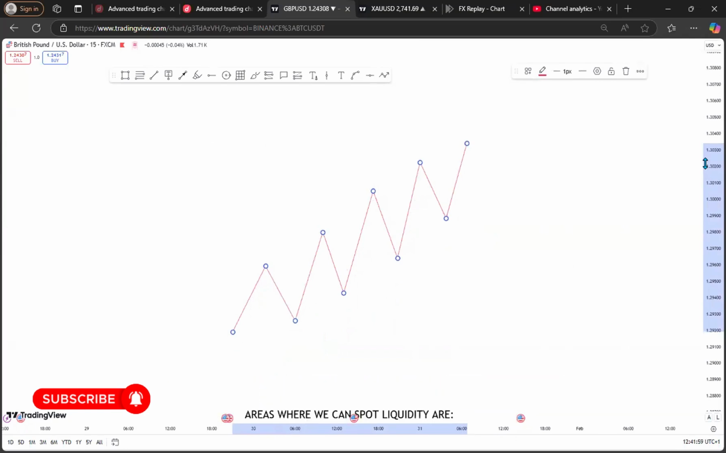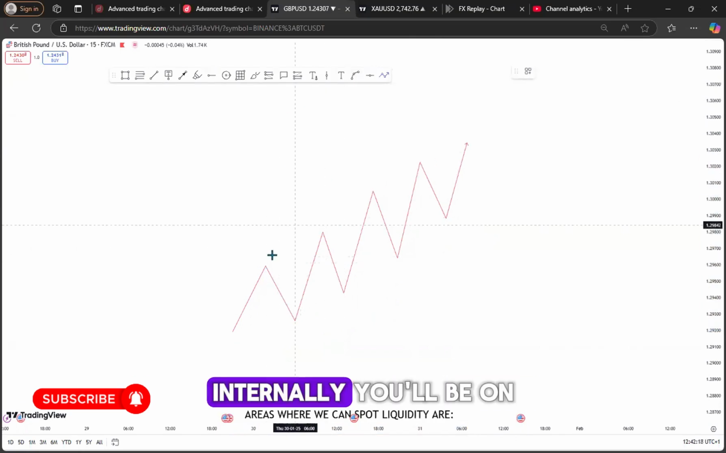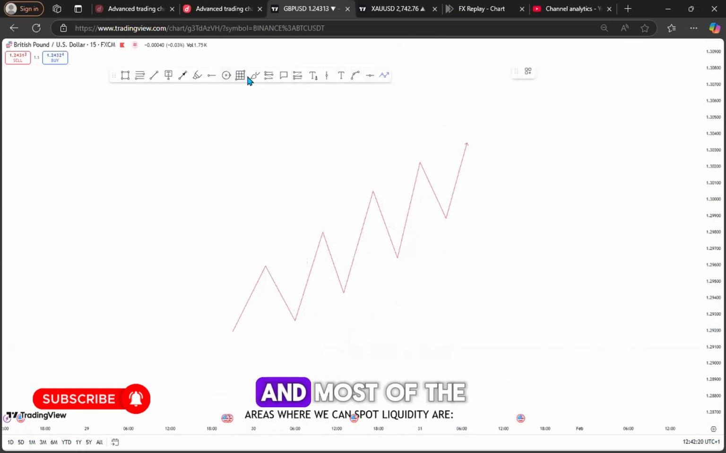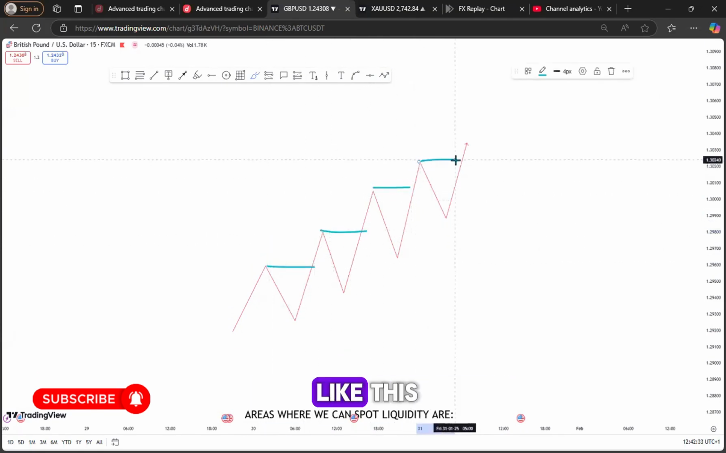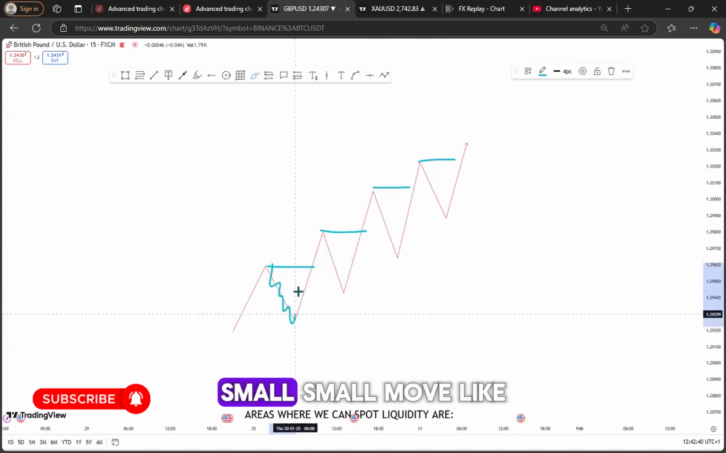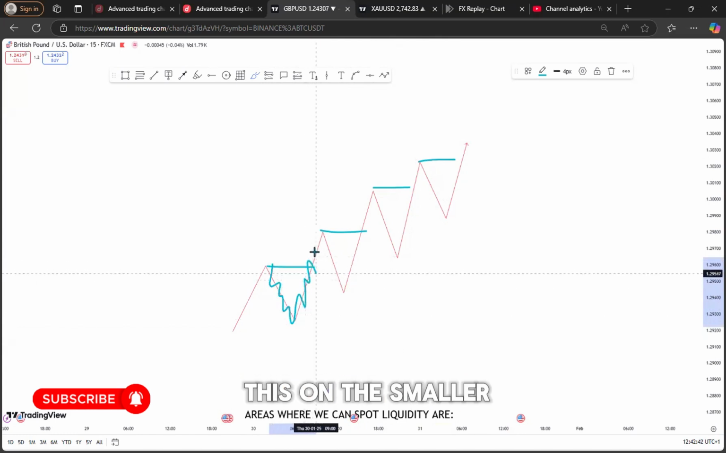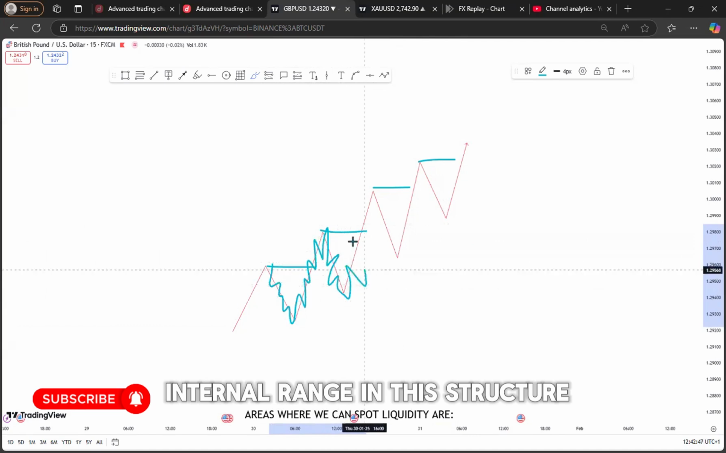To get the big picture of the market, you need to be on a higher time frame, maybe 4-hour, daily, or weekly. Internal range will be on smaller time frames, and most of the time you see something like a break of structure like this one on the higher time frame. When you get to the smaller time frame, you'll be seeing small moves like this.